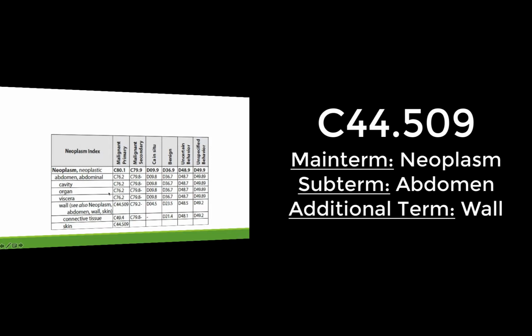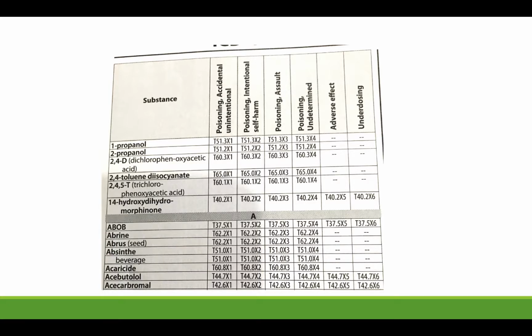C44.509. You would have gone to neoplasm as your main term, then abdomen, abdominal as your subterm, and then wall, and then under the column malignant primary, C44.509. After your table of neoplasms, you have your table of drugs and chemicals.